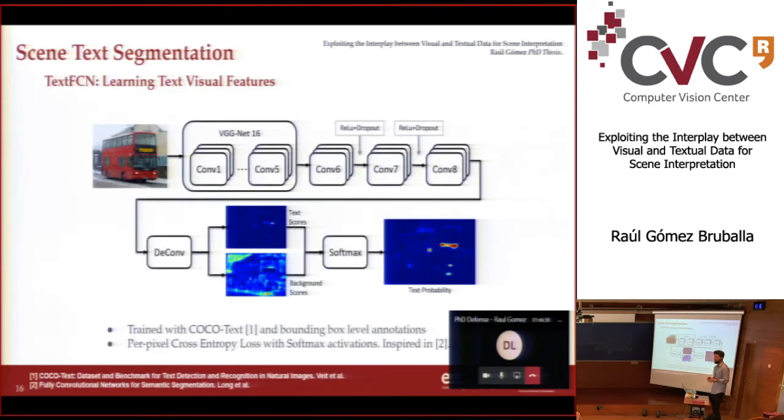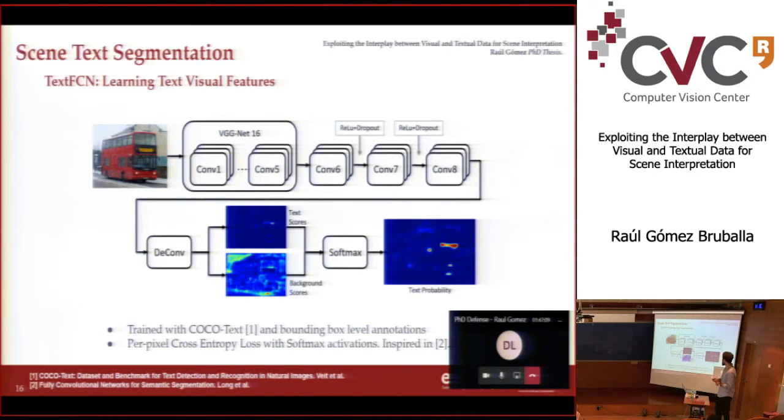So at the beginning of my thesis, and that was like 2016, the state-of-the-art pipeline for object segmentation were fully convolutional networks, right? Object segmentation basically is a task which consists of finding which pixels in an image belong to objects, and fully convolutional networks were introduced as a powerful method to do that. And we proposed to use those same nets for text segmentation.